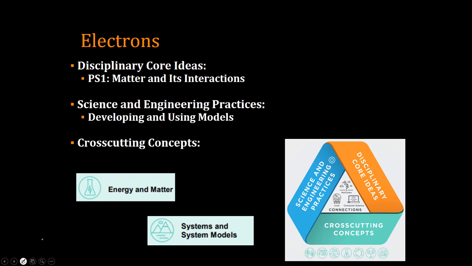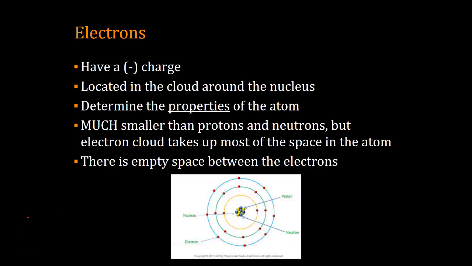Hello everyone. In this lesson we're going to take a closer look at electrons. We know about the nucleus of an atom. We can find the mass number, protons, and neutrons with the atomic number and mass number. Now we want to talk about how those electrons are arranged. So we know the electrons have a negative charge. They're located in a cloud around the nucleus and they determine the properties of the atom.